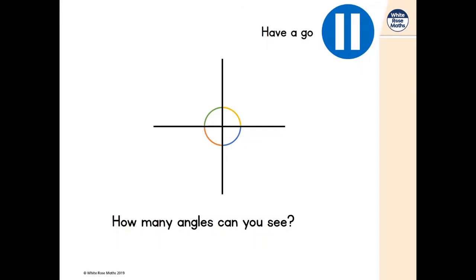How many angles can you see here? Pause the video quickly, have a go at noting them down. Well, we can see 4 angles, can't we? Because we've got a cross shape here, and where each of the lines meet, the gap between each of the lines there is an angle, a measure of turn, a measure of the gap between two lines. So there are 4 angles there.